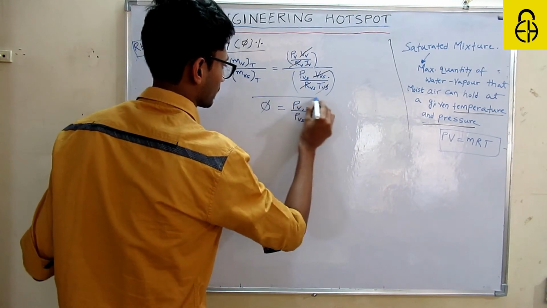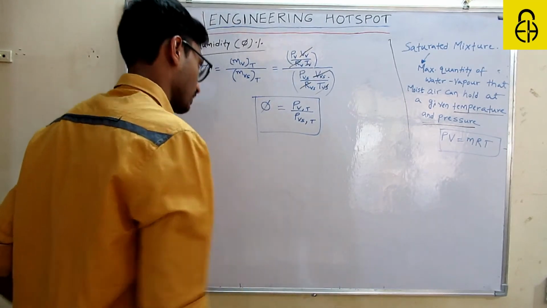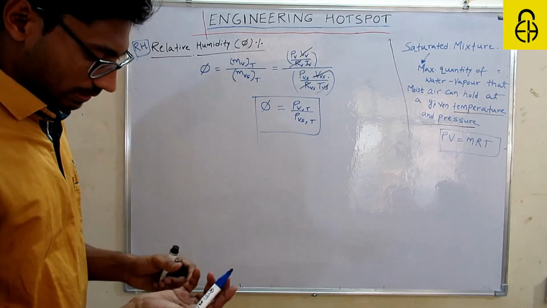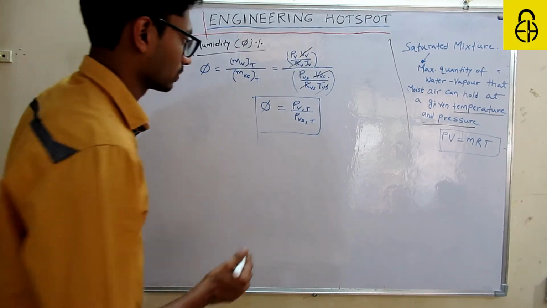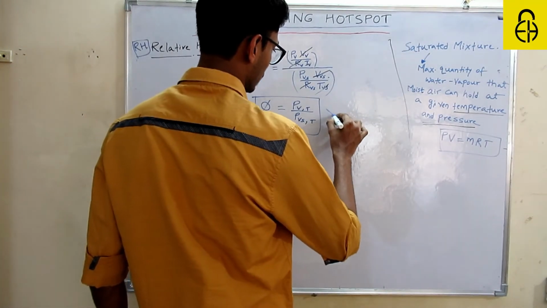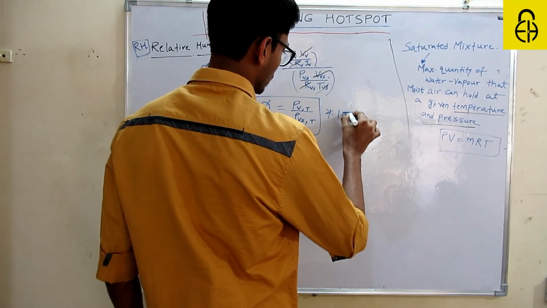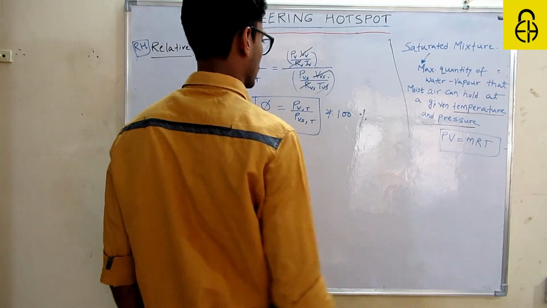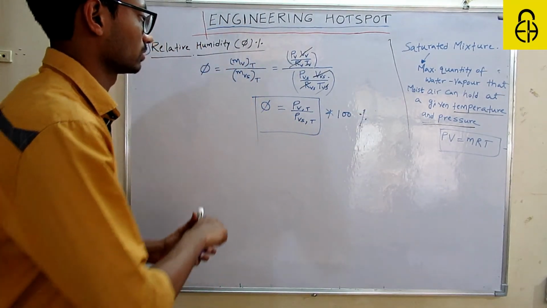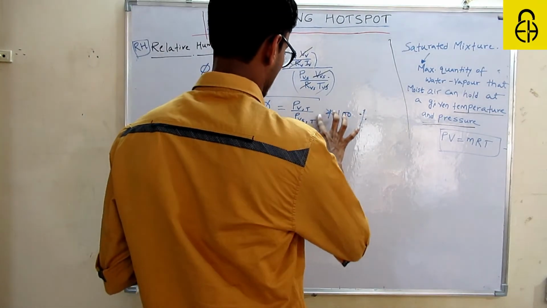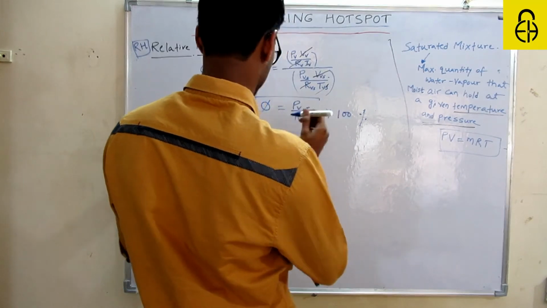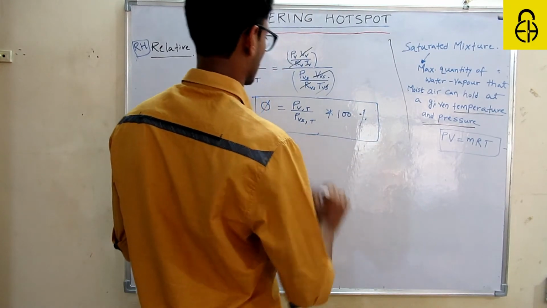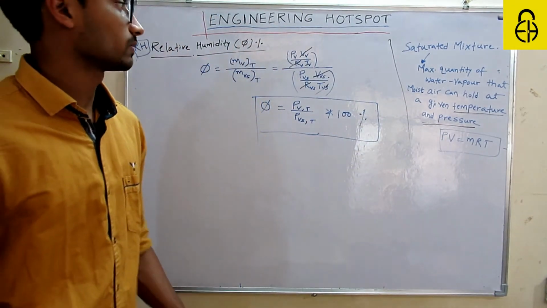This is fine. The value you will get here will be a fraction, so you have to multiply it with 100 in order to get it in percentage. Okay? Yes, this is 5.